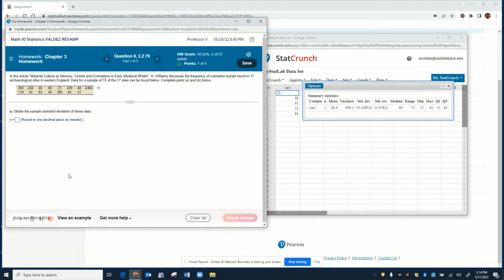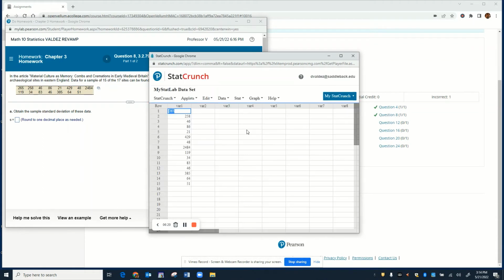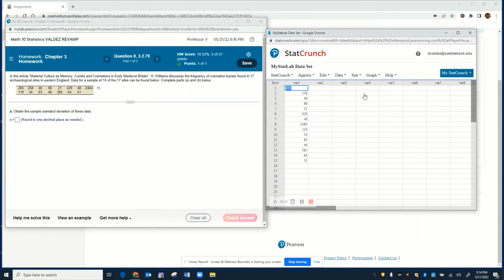So the article, Material Culture as Memory, Combs and Cremations in Early Medieval Britain, discusses the frequency of cremation burials. Data for the sample of 15 of the 17 sites can be found below. Obtain the sample standard deviation. Let's open this in StatCrunch. Load it up. Like this for sure, who would want to do it by hand, right? That would be such a nightmare.